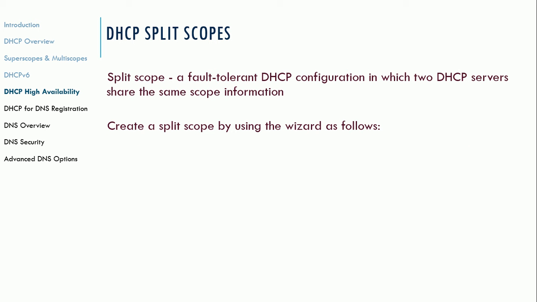So a split scope is basically where two DHCP servers are going to share the same scope information. So it allows both servers to offer services to clients. So you create a split scope by going into the wizard.